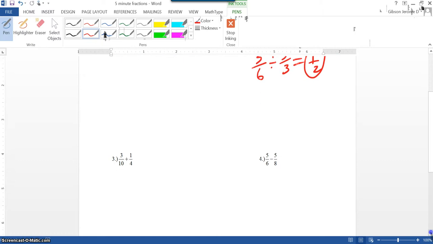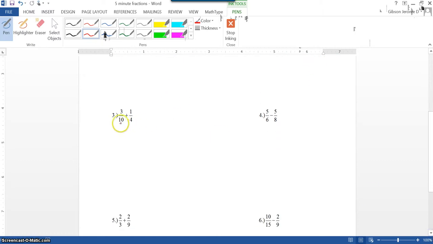Now let's come down here to these fractions that have different denominators. If you notice here, we have denominators of 10 and 4. So this is what we would do. To find a common denominator, we're going to multiply the denominators. We would take 10 times 4, which would give us 40. So now our new denominators are 40.